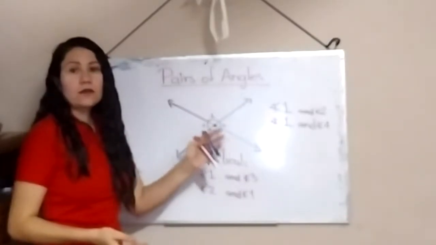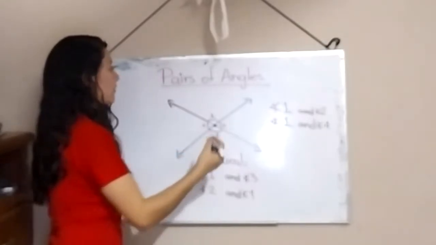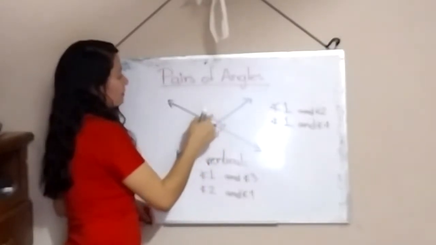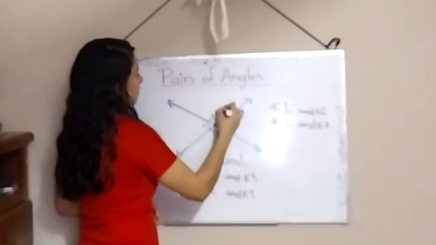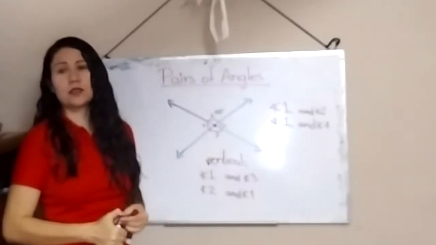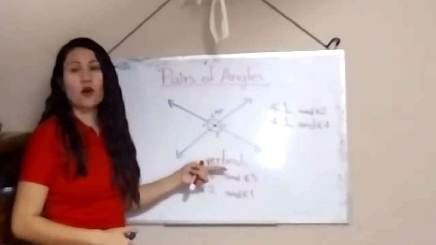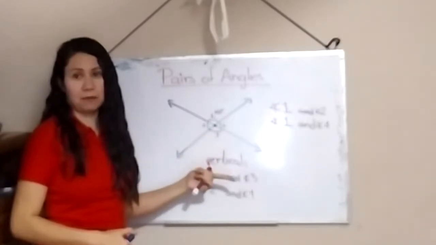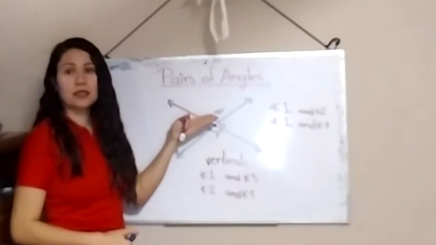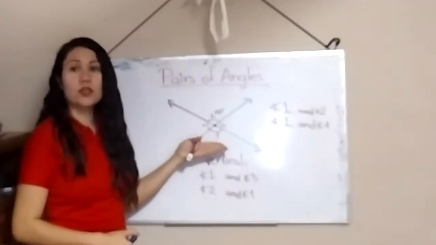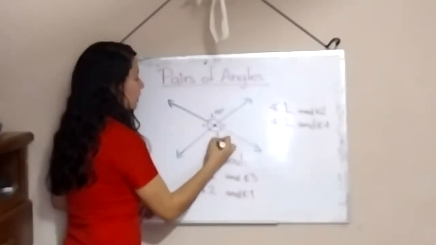Now, knowing all of this, let's say that I know the measurement of angle 1. If angle 1 were to measure 110 degrees, there are some properties that we can apply. For example, vertical angles always measure the same. So, if angle 1 measures 110 degrees and angle 3 is vertical to it, that means that angle 3 also measures 110 degrees.